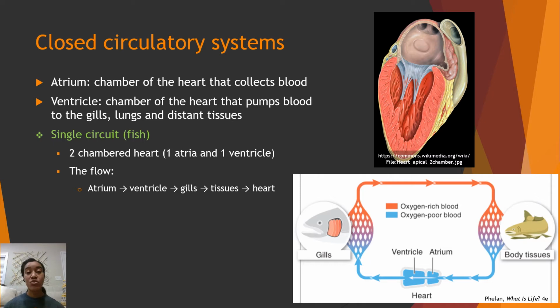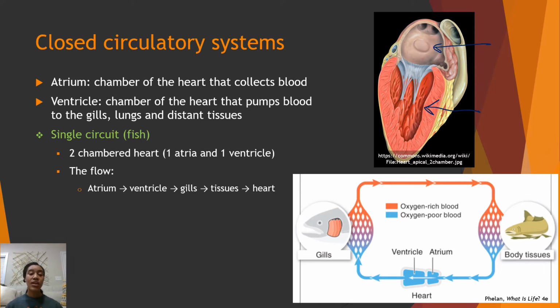First term is atrium, and the atrium is a chamber of the heart that is responsible for collecting the blood. This usually is on the top or the anterior region of the heart, and you can see that in this picture here. This space at the top of the heart is the atrium. And then the second term are ventricles. And ventricles are the chamber that lies beneath the atrium, and it's responsible for pumping the blood to the gills, lungs, or to any place in the body it needs to go. So as we're going through, you'll hear these terms quite a bit, so keep those definitions in mind.